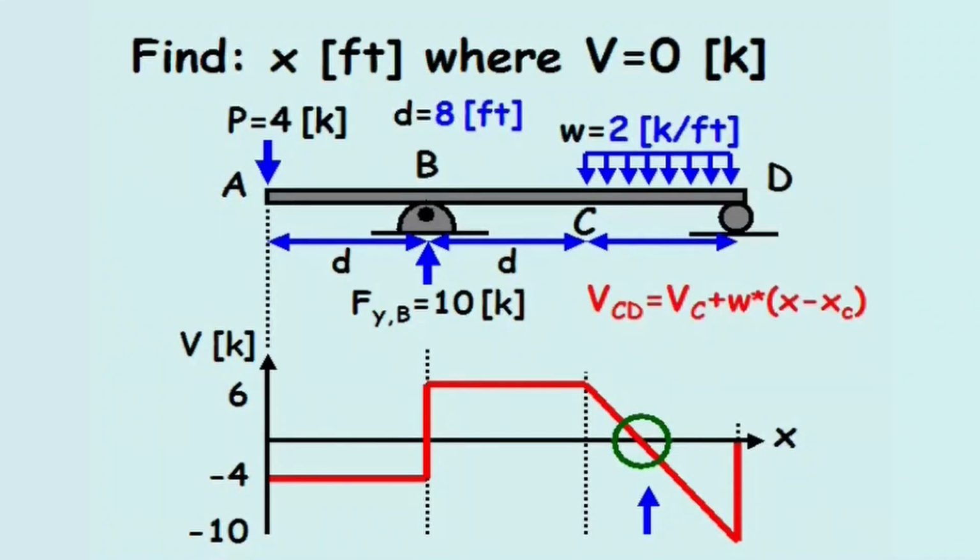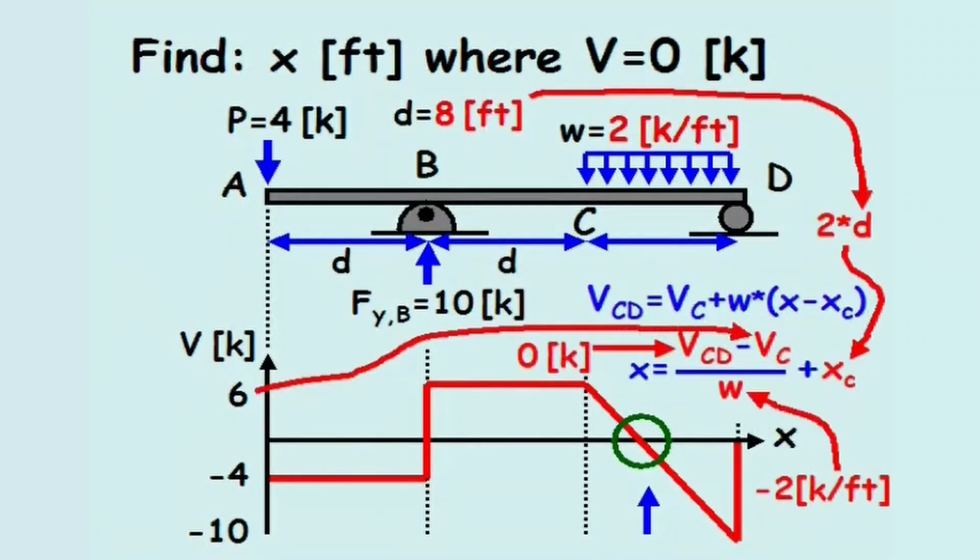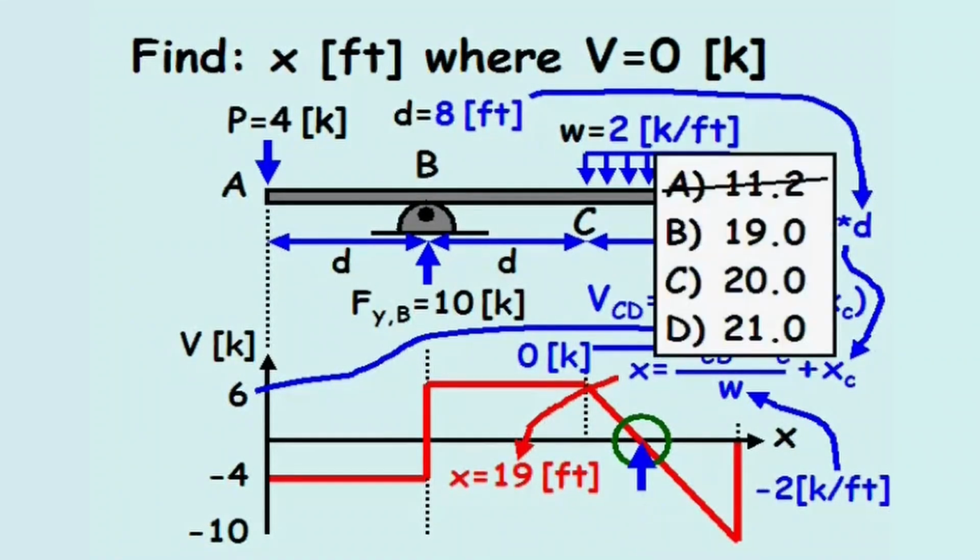Returning to our equation for the shear force along member CD, if we solve for x, set V_CD to 0 kips, and plug in the other values, the value of x equals 19 feet. When reviewing the possible solutions, the answer is B.